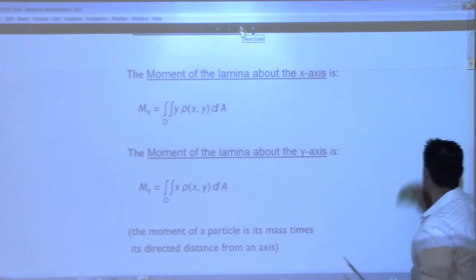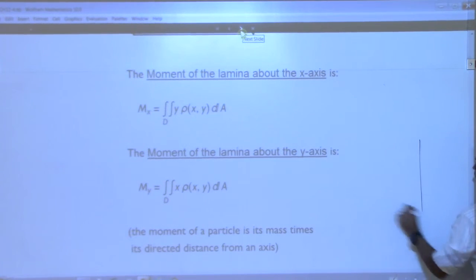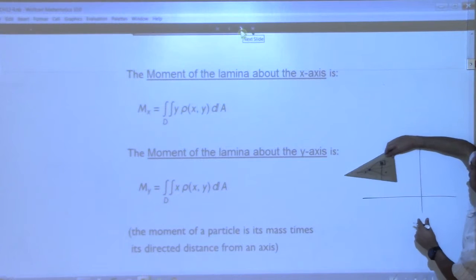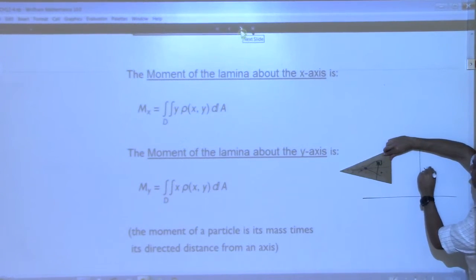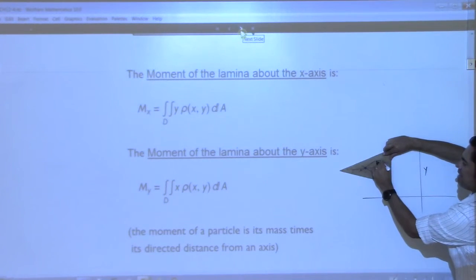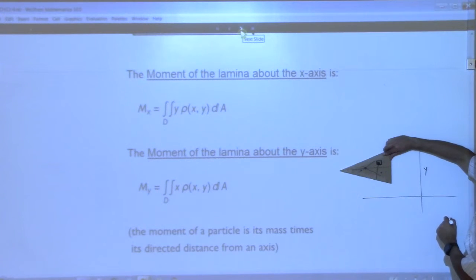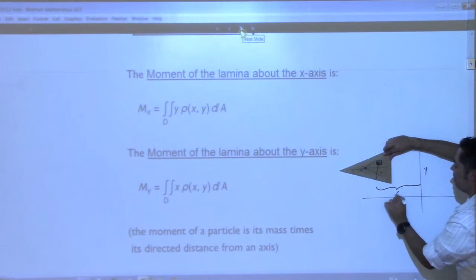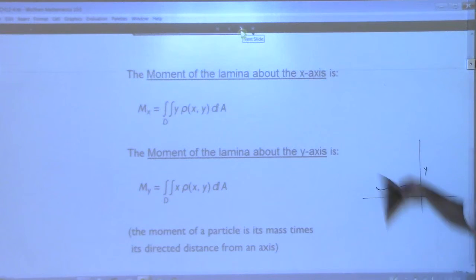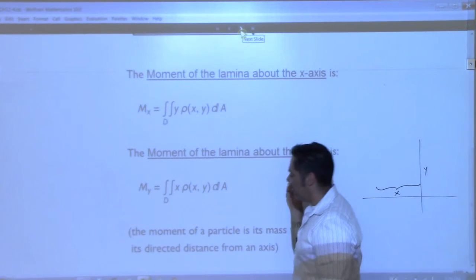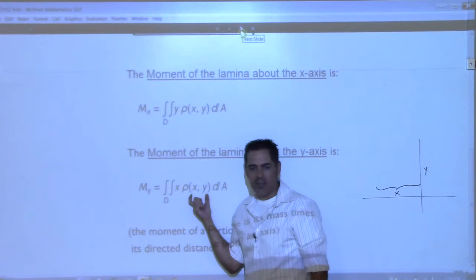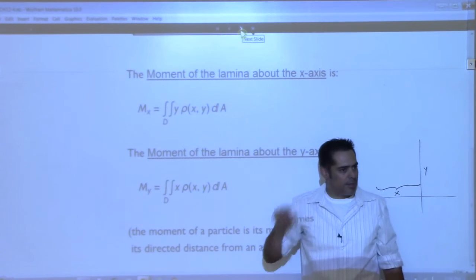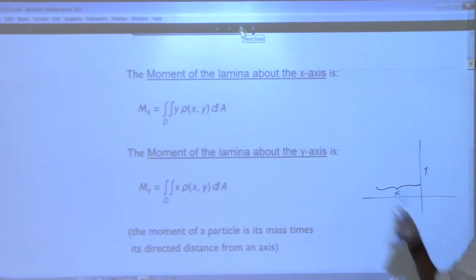Now what changes if you do it about the y-axis? So I put this lamina here, and I want to do the moment about the y-axis. This is my y-axis. I still have this same piece. I calculate the mass of that little patch, but now my distance is from here to here, and that's a measurement of x. So the moment of the lamina about the y-axis is x times the density function times the little areas. Now, you don't necessarily need to know that so much, but you have to know those in order to find the center of mass.